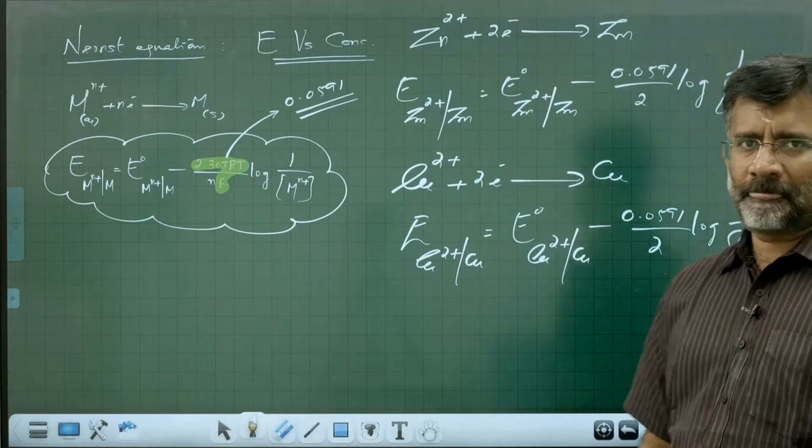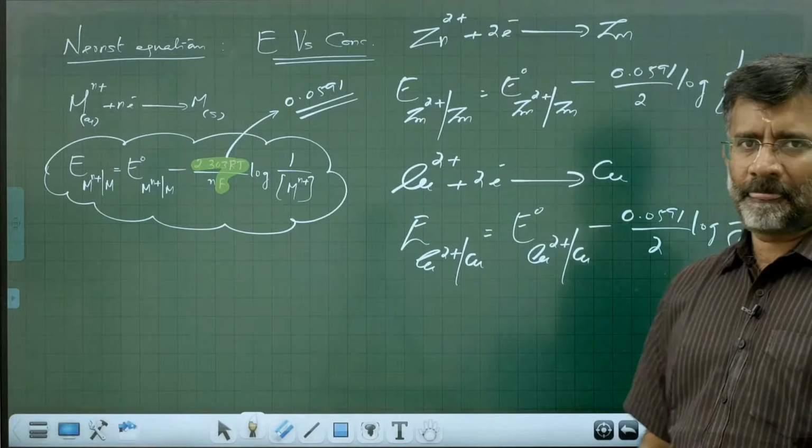Why are these two terms not in the Nernst equation? A solid matter will not appear in the Nernst equation. It is only gaseous and aqueous species that come in. For aqueous solutions, their concentration will come in, and for gaseous matter, partial pressure will appear in the Nernst equation.